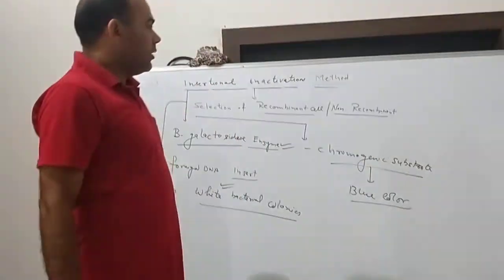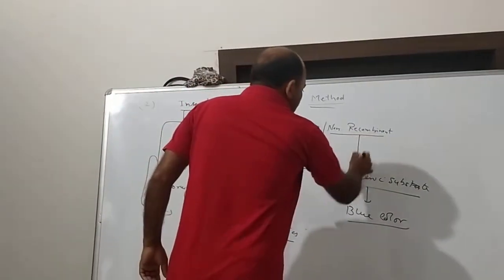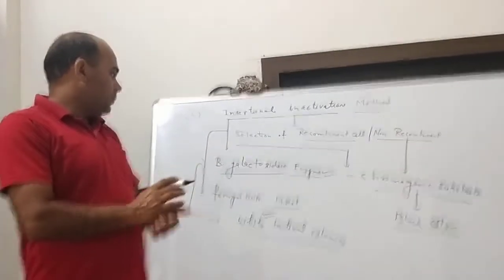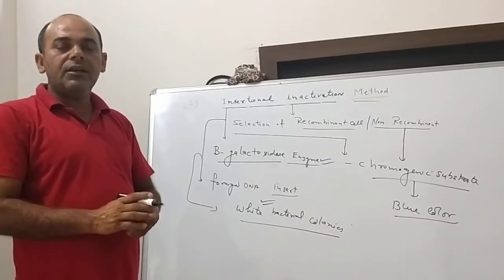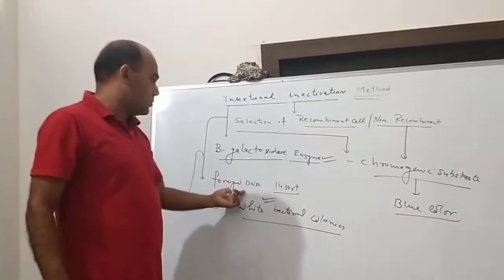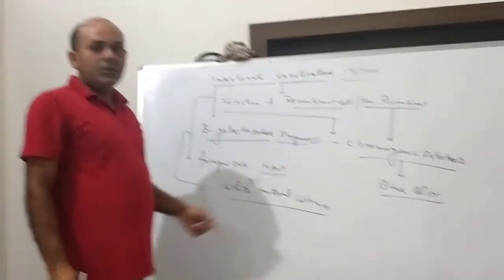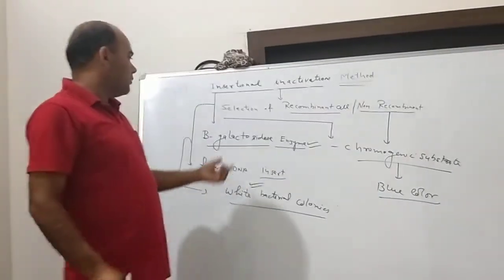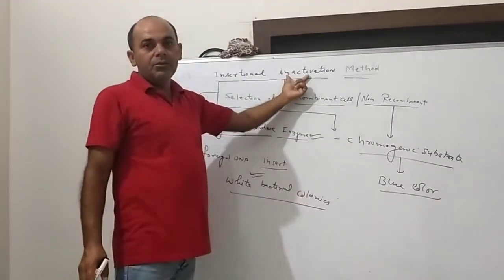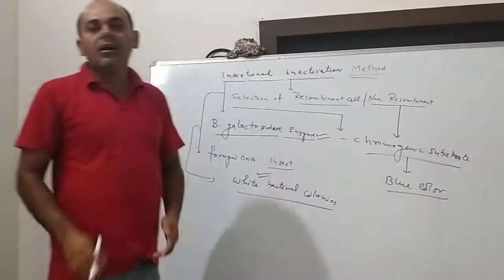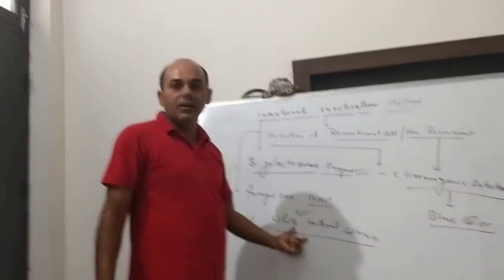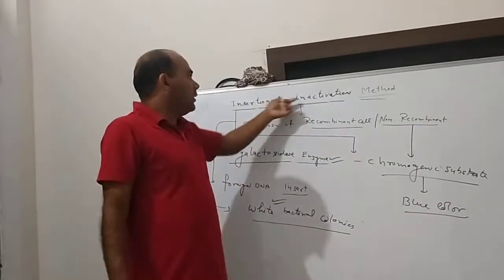Such bacterial colonies are called non-recombinant, because here the desired piece of DNA, the foreign DNA carried with the help of a plasmid, is not inserted. But in this case, the desired foreign DNA sequence is inserted into the sequence of beta-galactosidase, as a result this enzyme becomes inactive. Due to inactivity, this chromogenic substrate can't produce any color. It means it is colorless, it is called white in color. So this is called insertional inactivation.